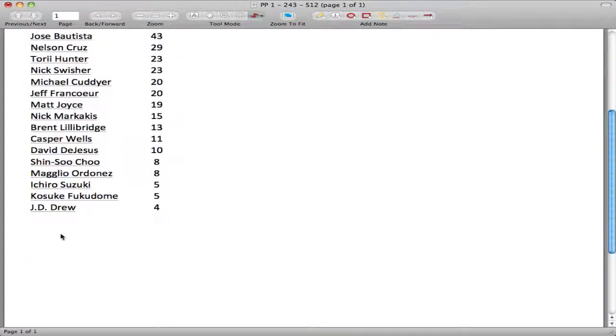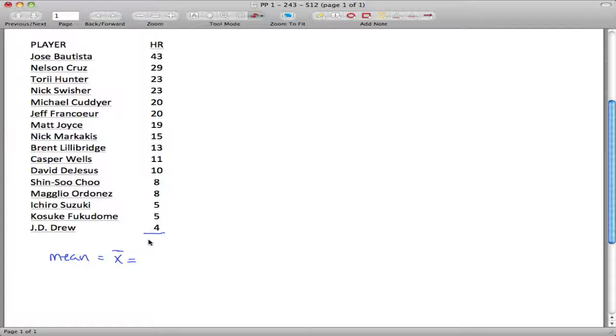All right, so let's first figure out our mean, which is equal to x bar. The way you get x bar is you add up all these numbers. I think if you add up all these home runs, what you'll end up with is 256. And you divide by how many you have. In this case, we have 16: 1, 2, 3, 4, 5, 6, 7, 8, 9, 10, 11, 12, 13, 14, 15, and 16.